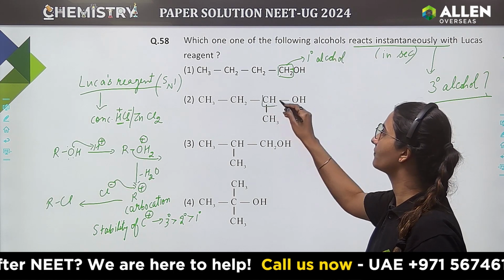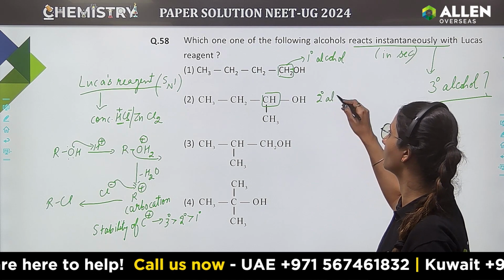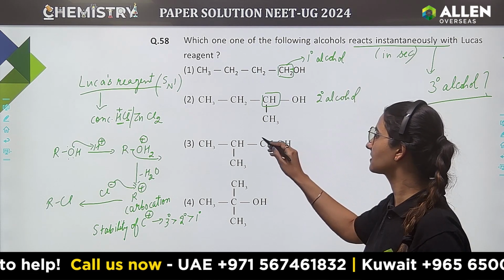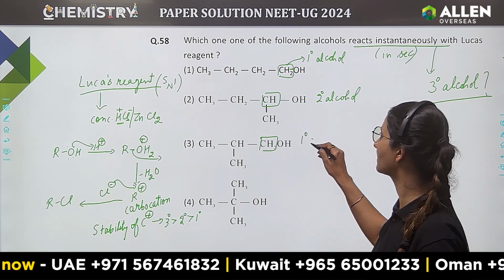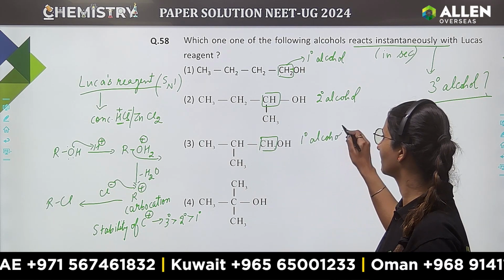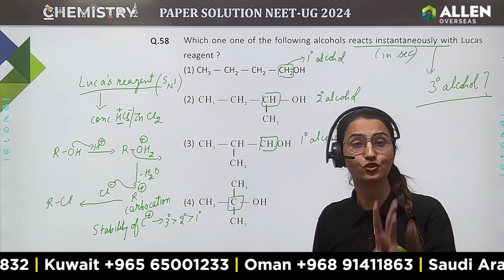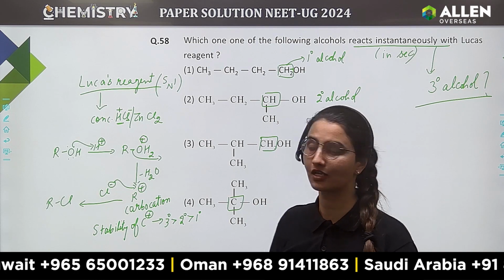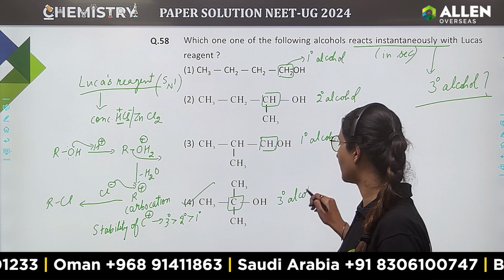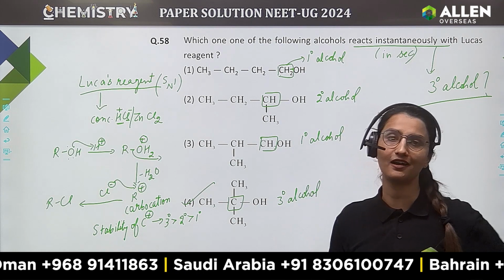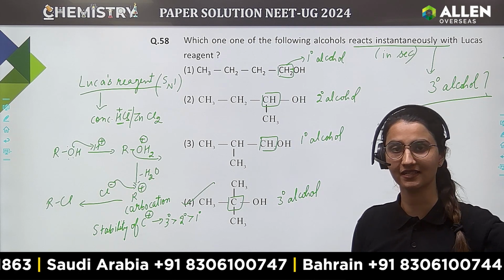This carbon having OH is attached to 2 other carbons. So this is your 2 degree alcohol. This carbon having OH is attached to one other carbon only. So it is your 1 degree alcohol. This carbon having OH is attached to 3 other carbons. So students, it is your 3 degree alcohol, and this is the answer. Simple. Correct? Okay.